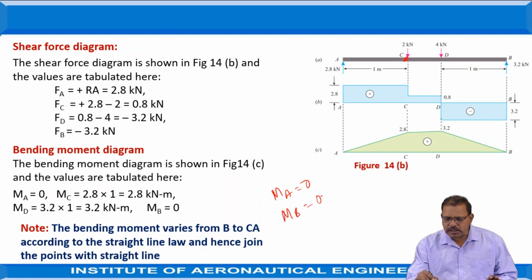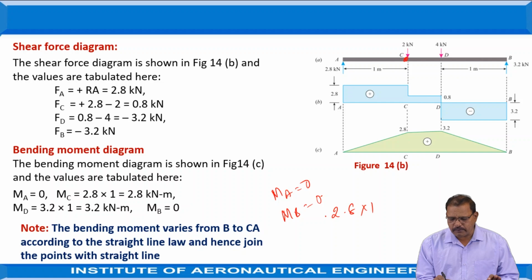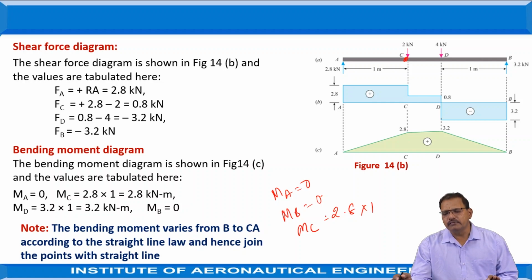So when I am considering point C, I am considering the moments created by the forces on the A side, to avoid so many unnecessary calculations. So the bending moment at C, I can take as 2.8 into just 1 meter. It is equal to the moment at point C. It is positive because it tends to rotate the body in the anti-clockwise direction, or it will deflect the beam in the form of concavity at the top. It is equal to 2.8 kilonewton meter.